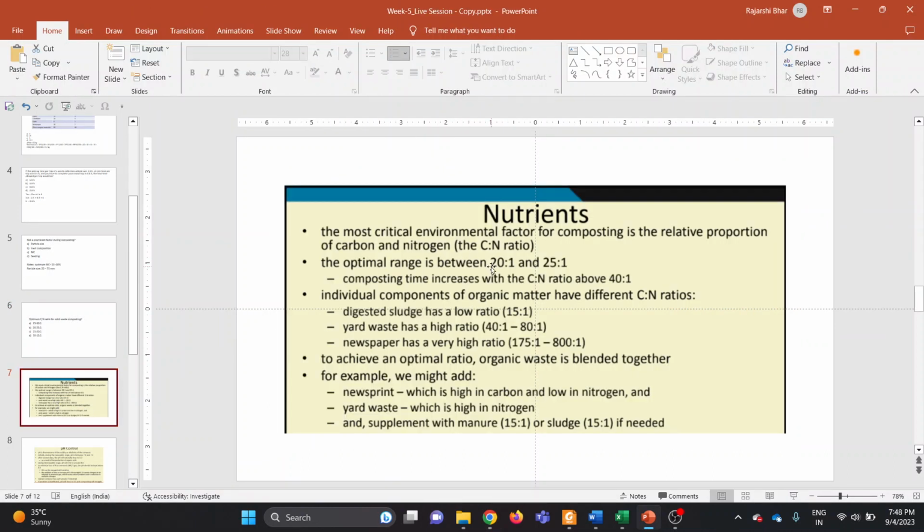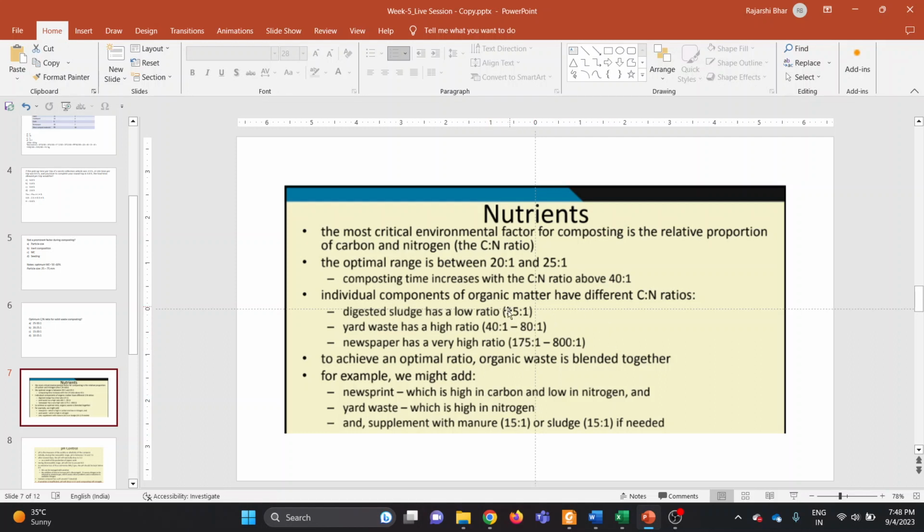You can see that the optimal range is 20 to 25, and the composting time increases when the C by N ratio exceeds 40. These are some of the salient points, and then you can see some characteristics, the C to N ratio of different wastes. Organic waste like digested sludge has 15:1, which is very low. Yard waste, that is trimmings like garden trimmings, leaves, twigs and all that stuff, has a very high ratio of 40 to 80:1. Newspaper has absurdly high carbon content, with a C by N ratio of 175 to 800:1.